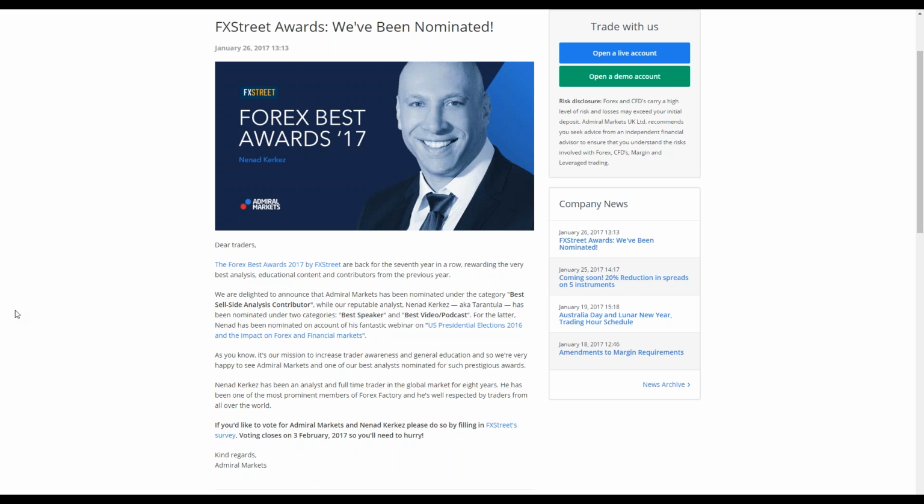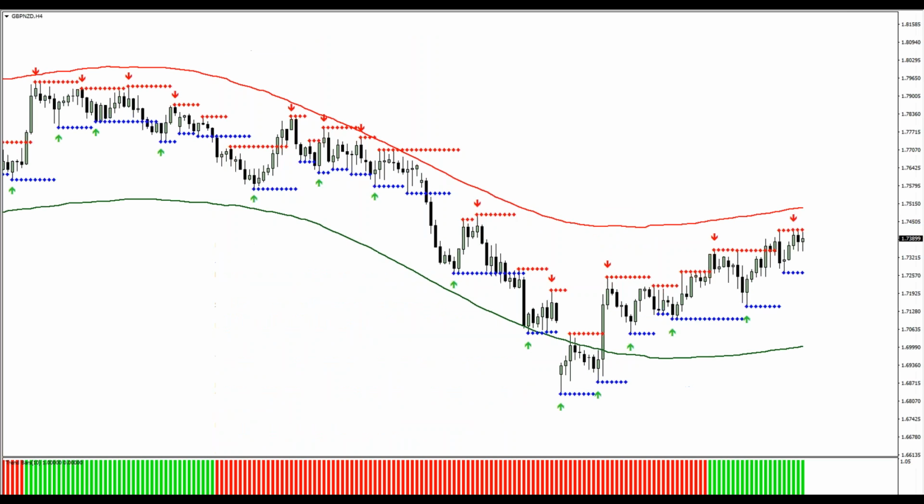The last question was, can you use this for scalping? I haven't used this method with scalping. The method was purely used on the 4-hour time frame, so you can actually use it on 4-hour. I haven't tested it with scalping.